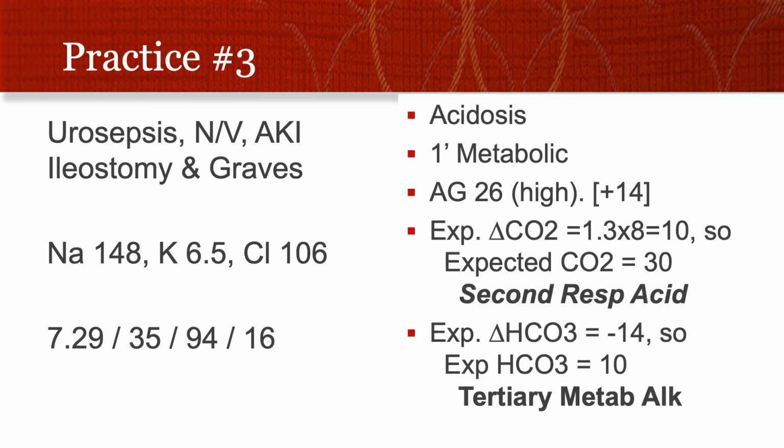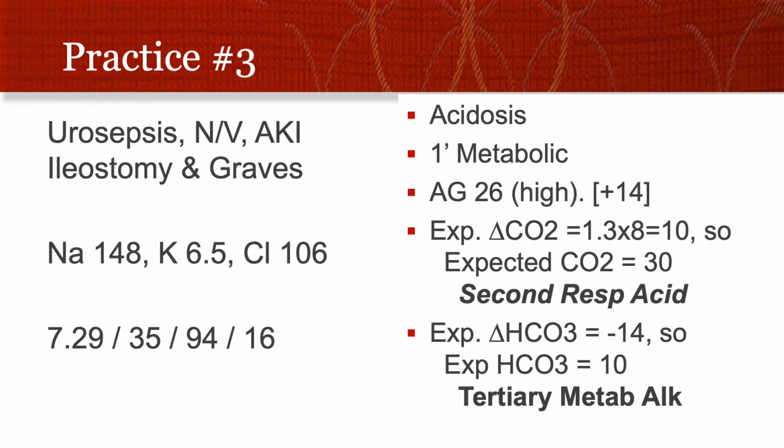In this situation, the expected change in CO2 would equal the change in bicarb, which is 8, 24 minus 16, times 1.3. That equals 10. So our expected CO2 is 30. But that's not what we see. We see 35. And so in this case, the patient's CO2, even though it's less than 40, is higher than it should be. And anytime we have a value that's higher than it should be, we have a problem. In this case, it's a secondary respiratory acidosis.